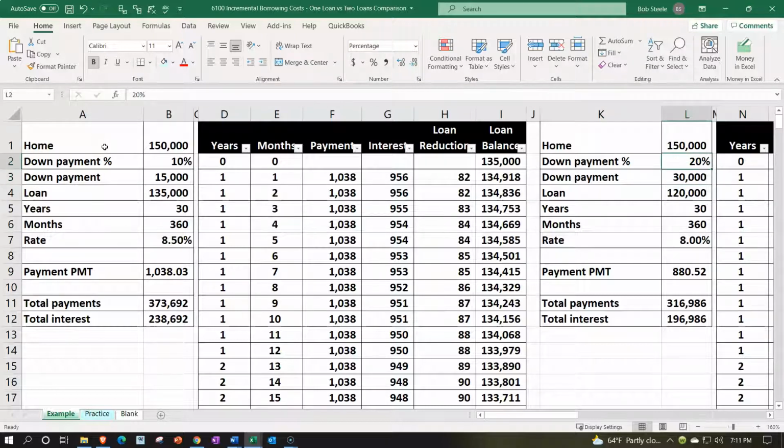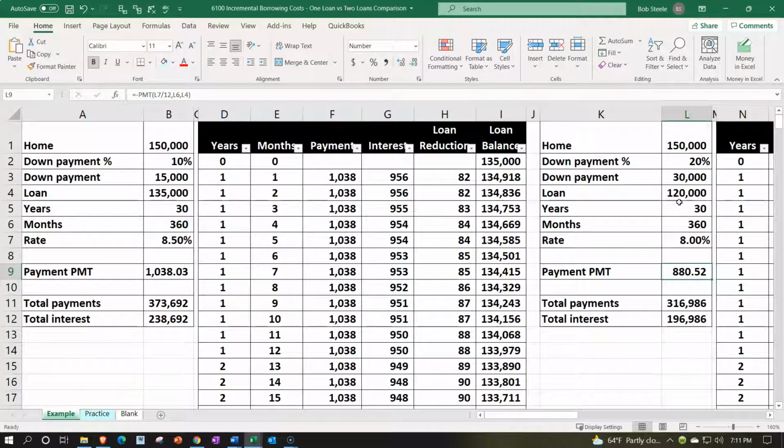We compared that to the same home value at $150,000 and putting 20% down, which would be $30,000. The $150,000 minus the $30,000 gives us a $120,000 loan, versus, of course, the $135,000 loan. Same 30-year time frame, 360 periods, but the rate is going to be 8%. The payment then is $880.52. So this was our comparison.